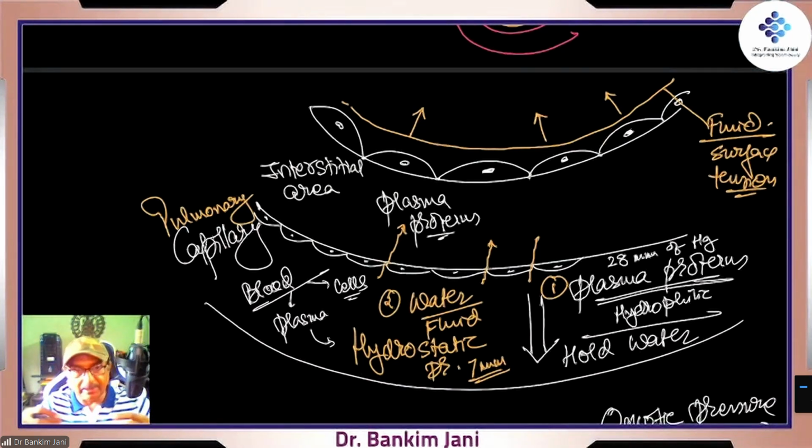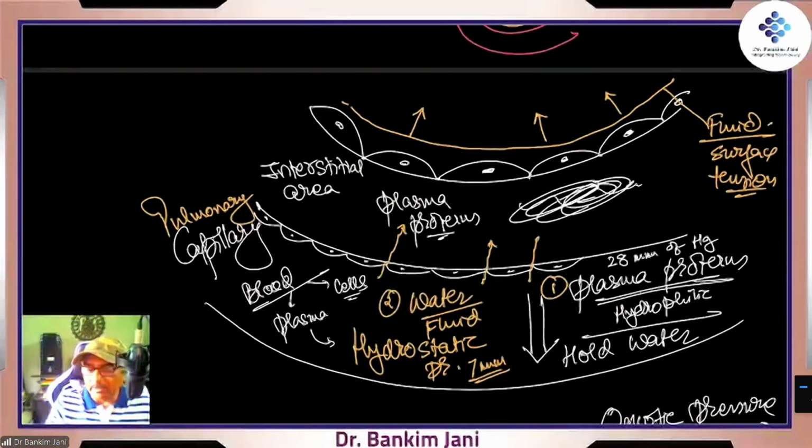Because this is the interstitial area, if water starts accumulating over here, that is what we call pulmonary edema. Pulmonary edema is once again subdivided into interstitial edema or alveolar edema. Makes sense? If the water has collected over here, it is interstitial. If the water has collected into the alveoli, it is alveolar edema.